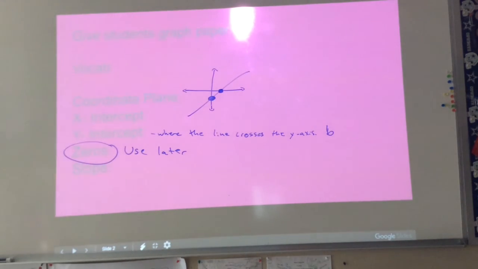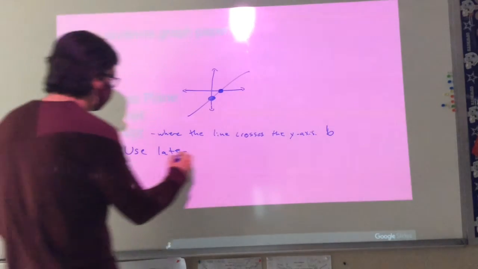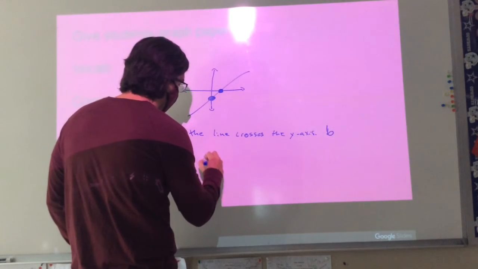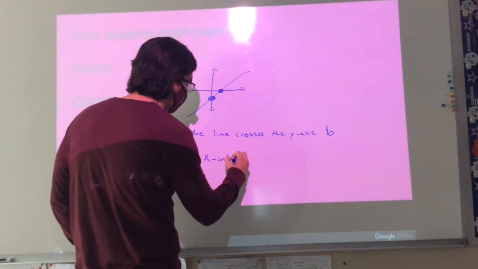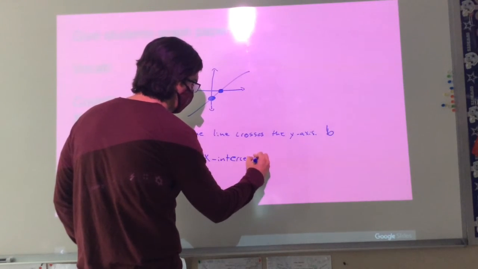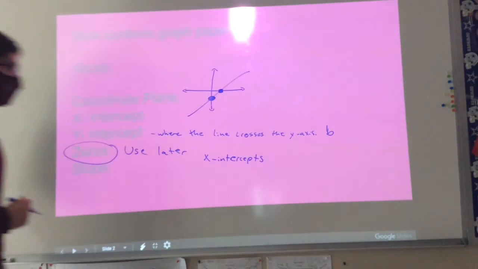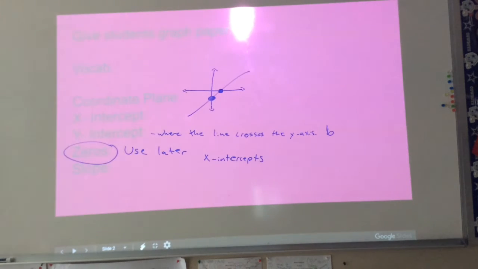Now, we won't use zeros during slope or linear equations, but we will use zeros for quadratics, which will come up later. But I'm going to go ahead and just introduce this topic to you. I'm just going to go ahead and tell you what the answer is. Zeros are just another word for x-intercepts.